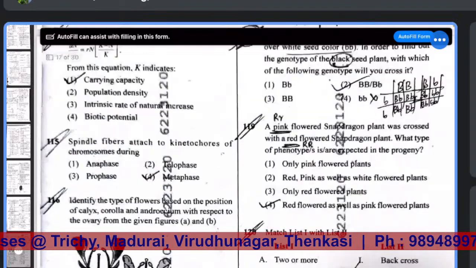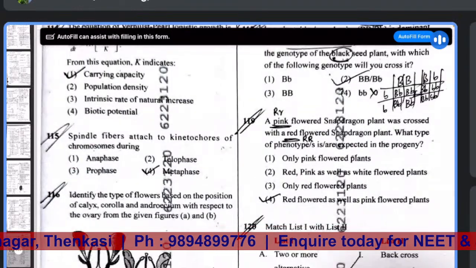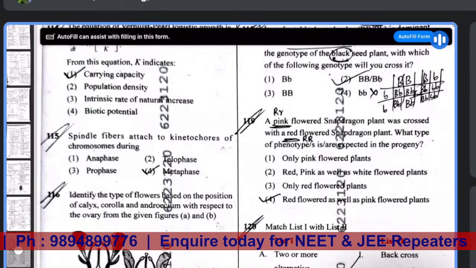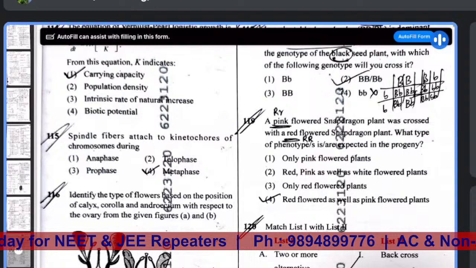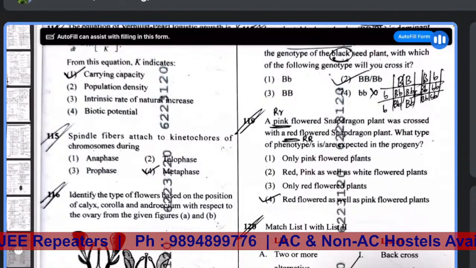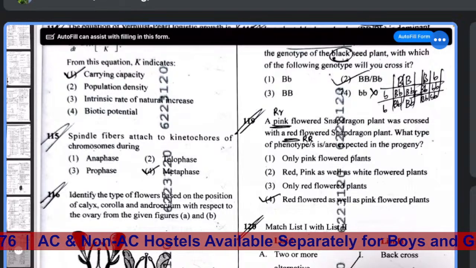Then 115, spindle fibers attached to kinetochore of chromosome. Actually, this takes place in the metaphase. Yeah. So once your metaphase plate is formed, the chromosomes will arrange in the equatorial plate and the spindle fibers will attach to the kinetochore of the chromosome. So answer for question number 115 is option 4.